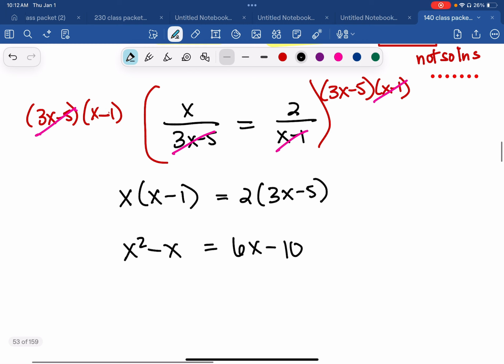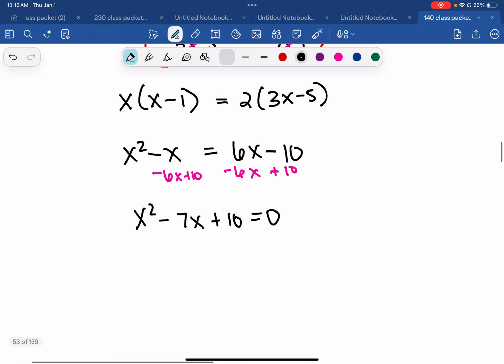Now we have something that's quadratic because we have an x squared here. So everything gets moved to the left so that we get 0 on the right. That means we're going to subtract a 6x and add a 10. And that's going to give us x squared minus 7x plus 10 equals 0. Now we have a quadratic that's set up, and we have two options. We can factor, or we can use the quadratic formula. I'm always going to try to factor because I think it's less work.